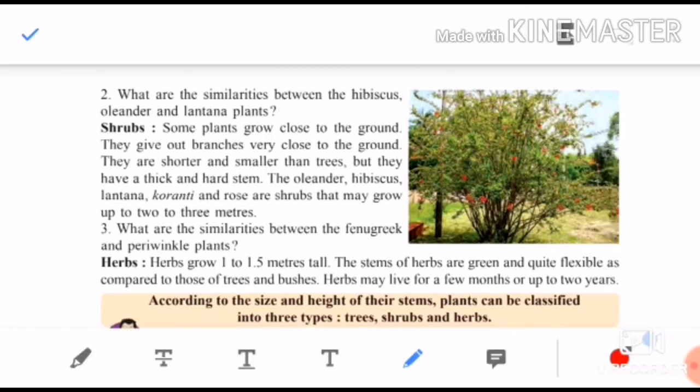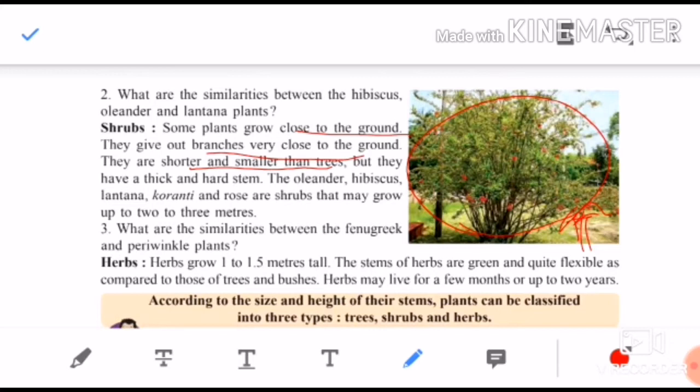So here the picture is given to you. Can you see in this picture? Their branches are very close to the ground. They are not very tall like trees. Some plants grow close to the ground. They give out branches also very close to the ground. They are shorter and smaller than trees.